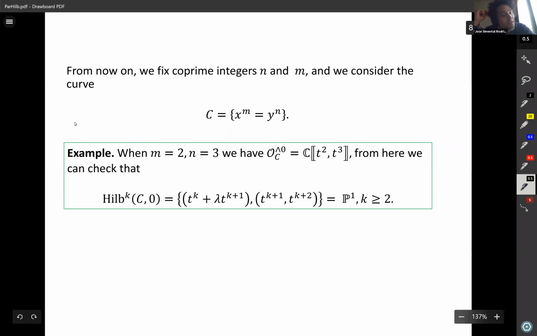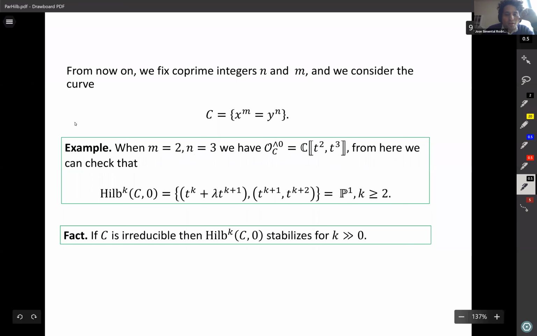Let's take an example. When m is equal to 2 and n is equal to 3, I can parameterize this curve. So the algebra of germs of functions around 0 is just this formal power series in t squared and t cubed. And from here, we can check that this Hilbert scheme is a point for k equals 0 and 1, and P1 for all larger k.